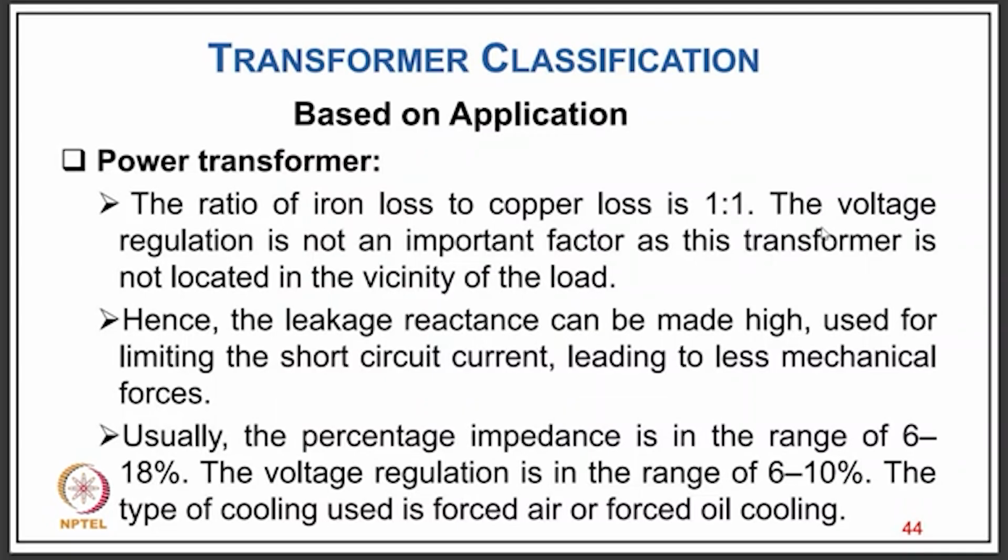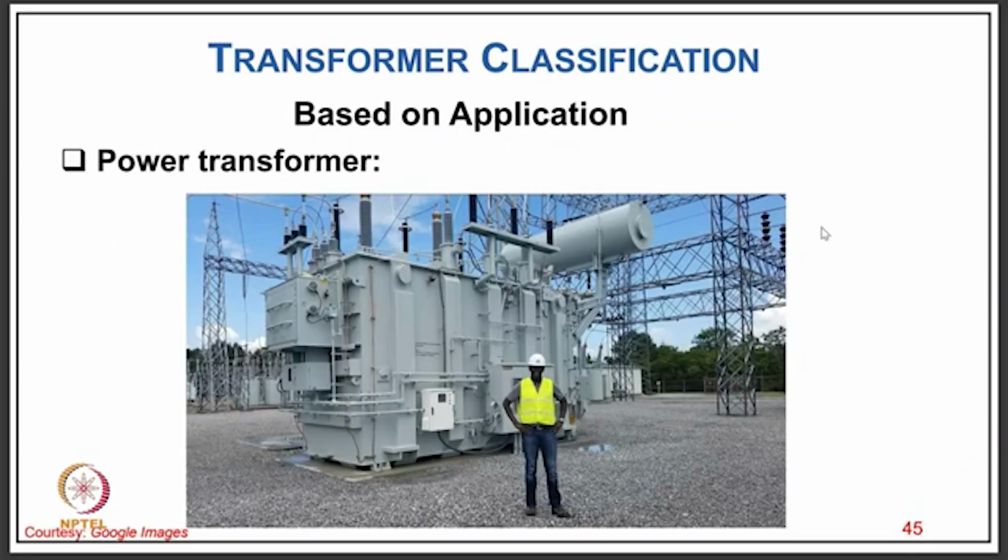The voltage regulation is not an important factor, as this transformer is not located in the vicinity of the load, and the leakage reactance can be made high, used for limiting the short circuit current as well as the electromagnetic forces under short circuit fault, leading to less mechanical forces. Usually the percentage impedance is in the range of 6 to 18%, the voltage regulation is in the range of 6 to 10%, and the type of cooling used is forced air or forced oil cooling. This is a typical photograph of a power transformer, and you can see the rating is substantially high.